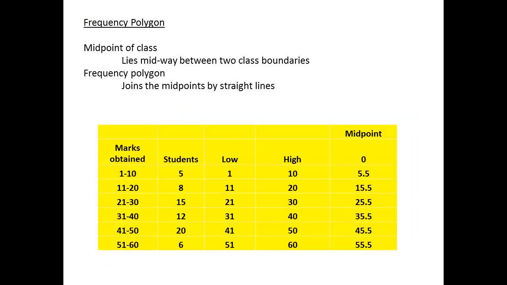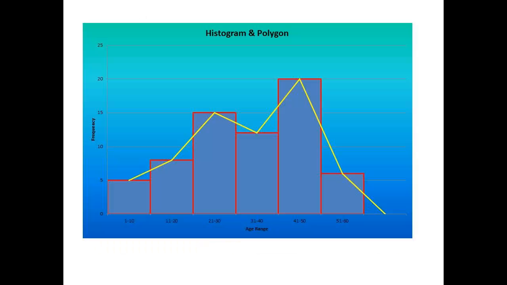A set of data presented as a histogram can also be presented as a frequency polygon, where we use the midpoints between two class boundaries. The table shows the calculation of midpoints for the classes. Here we have constructed the histogram and the frequency polygon on the same chart. This can be done fairly easily using Excel.